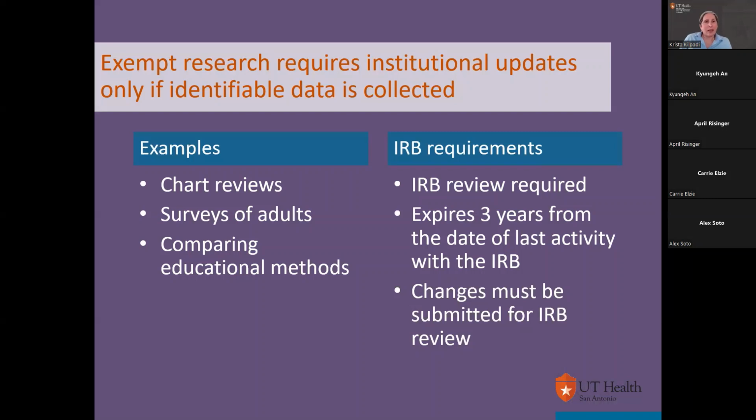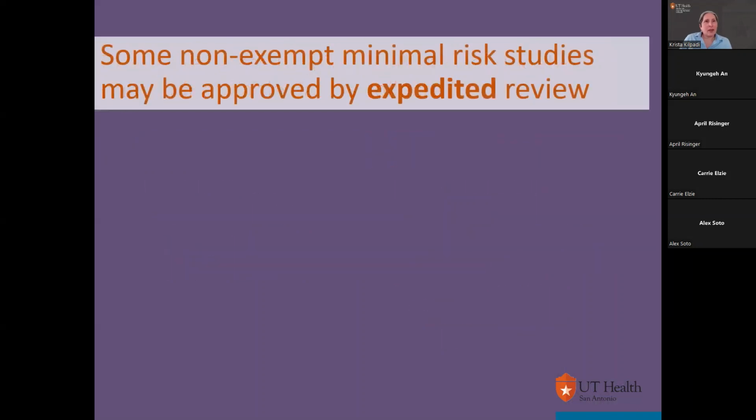All right. So next, we have the expedited review. Some non-exempt minimal risk studies may be approved by expedited review. And again, we have a list of categories under which things will qualify for expedited review. All of them do have to be minimal risk. And let me point out at this point too that they call this expedited review because it's a little simpler for the IRB office. It means that your study can be reviewed by a single designated reviewer instead of the entire IRB board. And it's not necessarily faster.